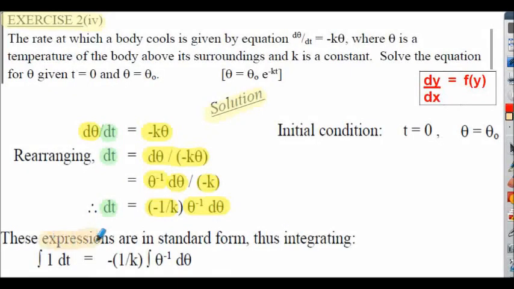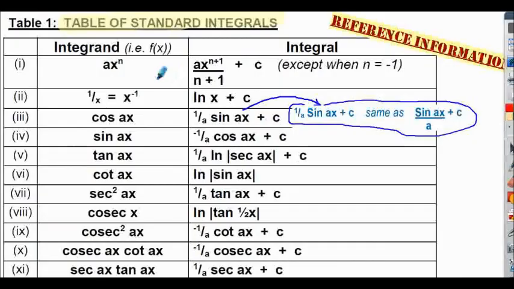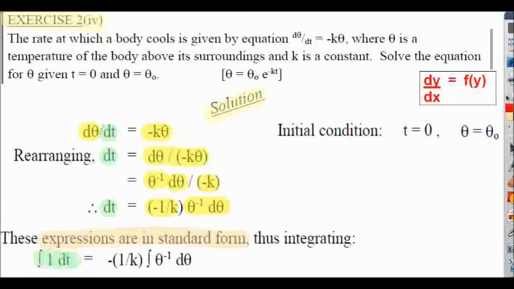Now both the left hand and right hand expressions are in standard form. The left hand expression is in the form ax to the n. It integrates to ax to the n plus 1 over n plus 1 plus c. And the right hand side is of the form 1 upon x, or x to the negative 1, that integrates to ln x plus c. So using the standard tables, we can now integrate the left hand and right hand sides of the equation.